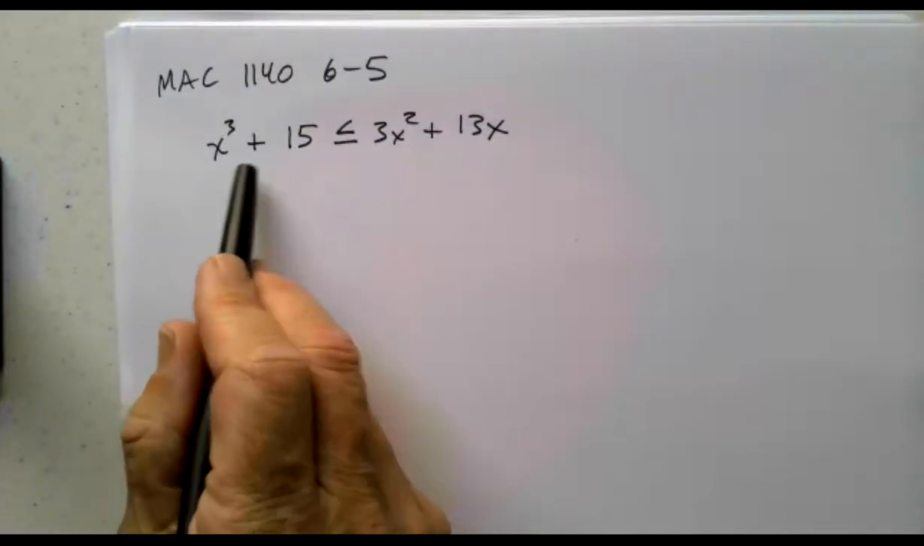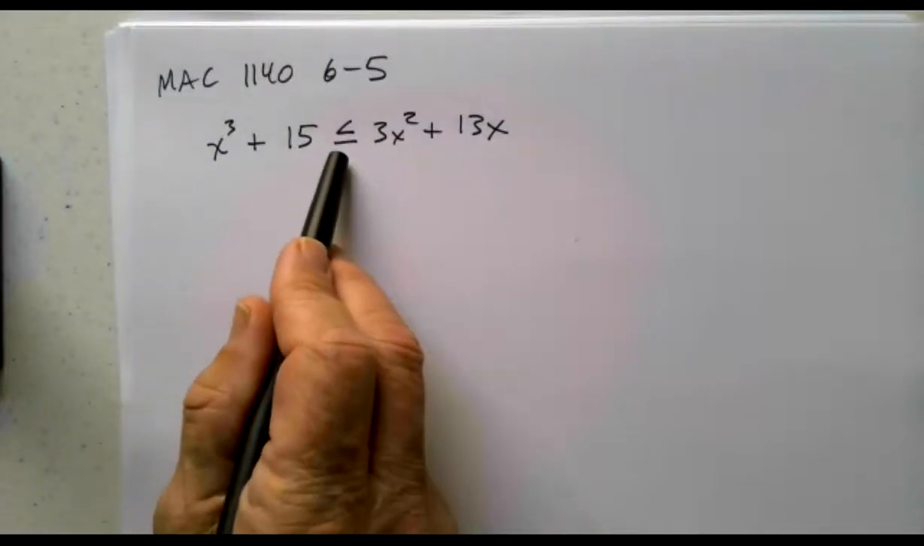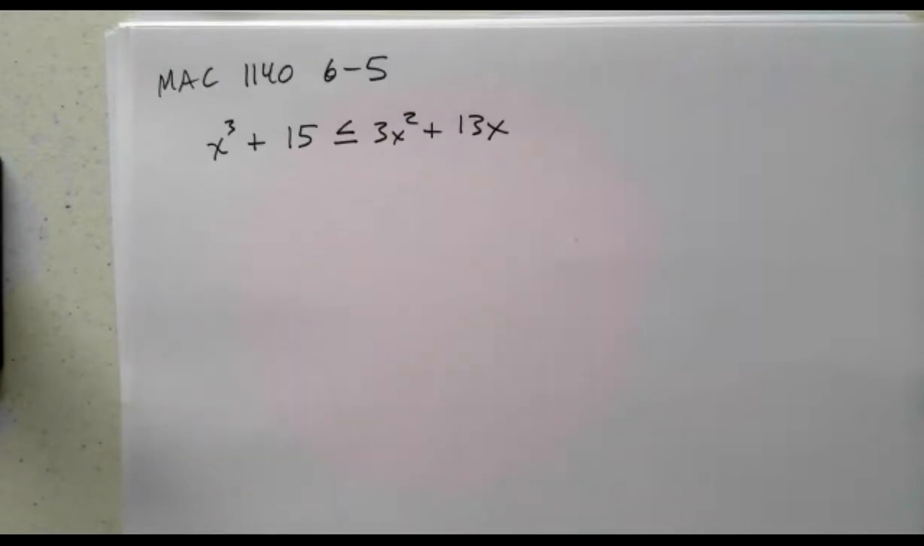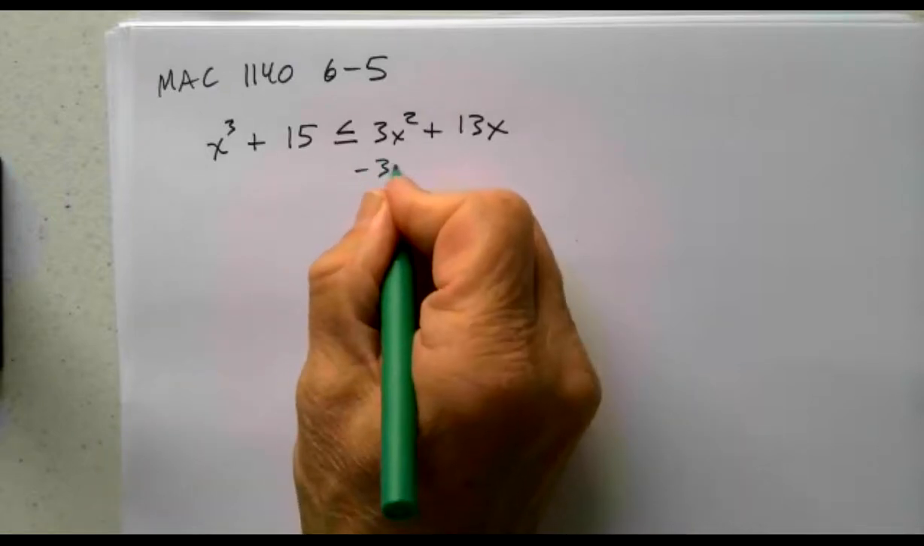This question gives us x cubed plus 15 is less than or equal to 3x squared plus 13x. I would like to put everything on the left side. So I'm going to subtract 3x squared from both sides. I'm going to subtract 13x from both sides.